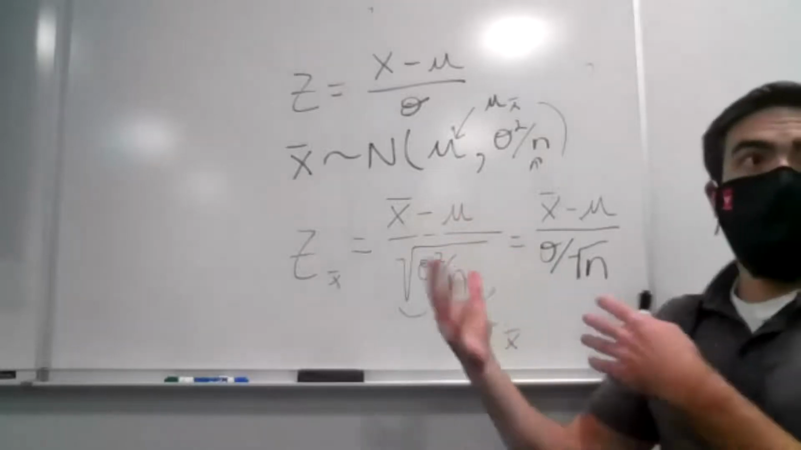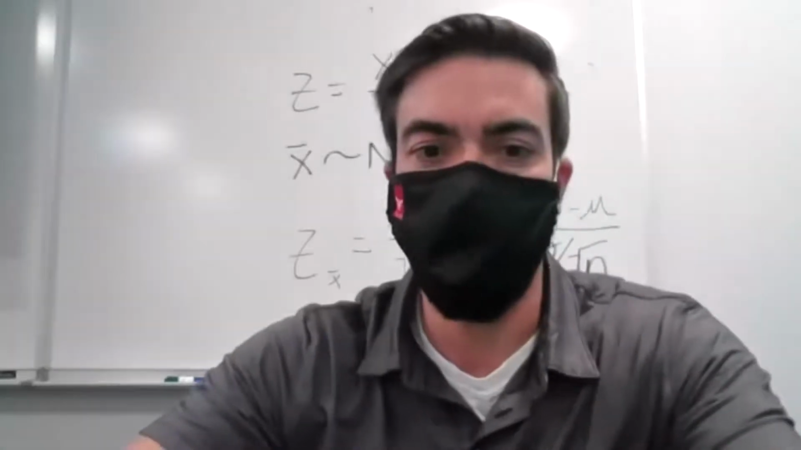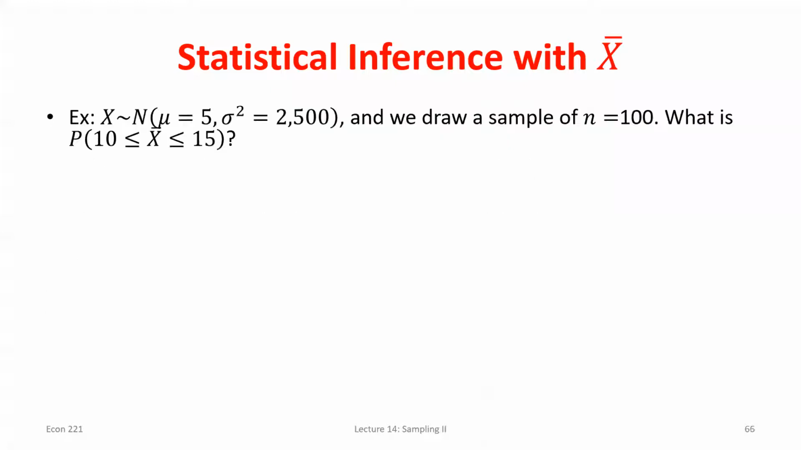But once we have that z-score, everything looks the same, all right? So I'll walk through a couple examples here with you. Let's say I've got this normally distributed variable. I know its population mean, I know its population variance. I then want to take samples of size 100. What's the probability that it's between 10 and 15?